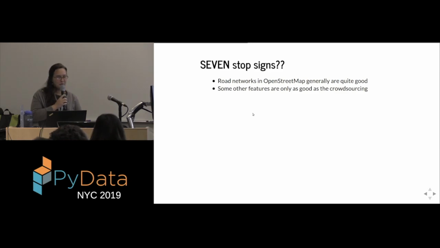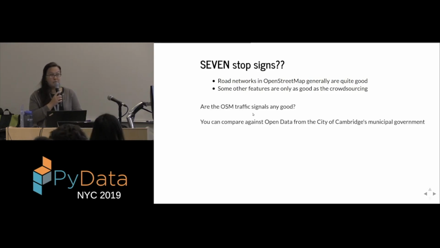Road networks in OpenStreetMap are generally quite good. So many organizations use it for routing. They need to be good. You can't use them reliably otherwise. But some of the other features in there are only as good as the crowdsourcing, and that might only be as good as people actually want to use it. So if nobody's ever said, hey, I really care about the stop signs in Cambridge, maybe no one ever put them in. So that turns out to be a feature we can't use in our model unless we can get the data somewhere else.